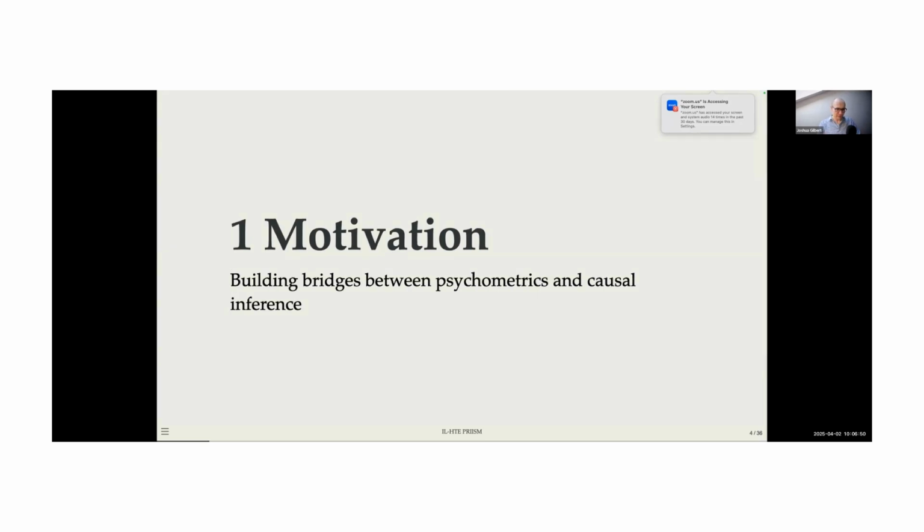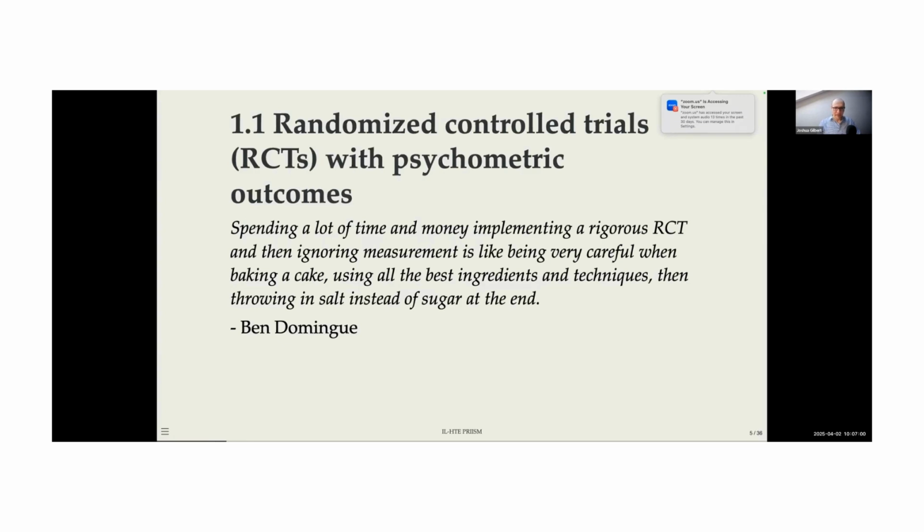So as I said, I'd like to get started by contextualizing this project as part of a broader goal of building bridges between psychometrics and causal inference. And just for a moment, I'd like us all to consider a randomized control trial, or an RCT, with a psychometric outcome measure. And by psychometric outcome, I mean something not like income or whether you lived or died or how tall you are, but something more like mathematics proficiency, self-efficacy, growth mindset, something we can't observe directly, but instead measure through some sort of psychometric instrument.